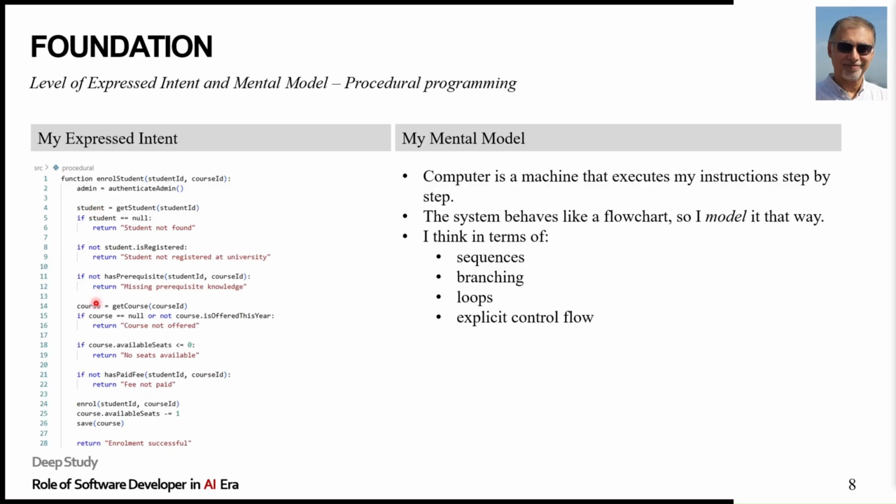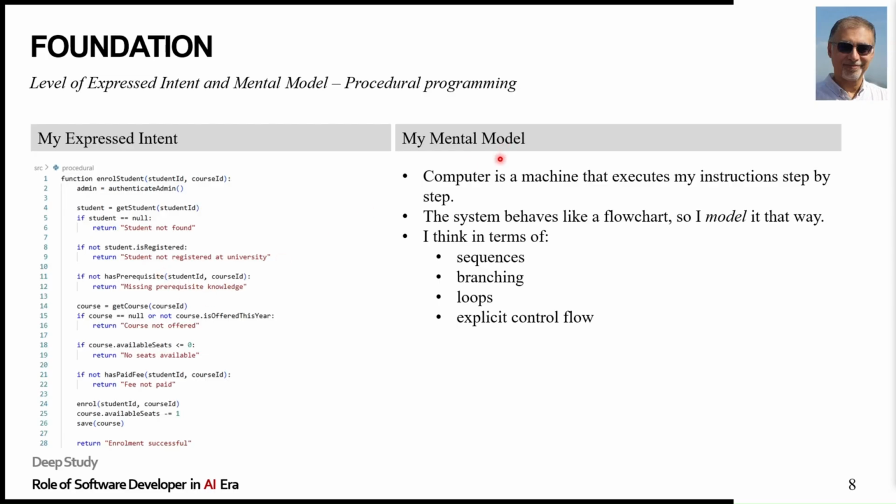Student and course are simple data structures similar to struct types in C. Functions such as getStudent and getCourse represent straightforward operations that the program performs in order. The key idea: my intent is encoded as a linear step-by-step recipe, occasionally branching out when conditions require it.